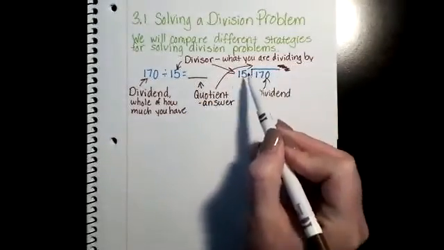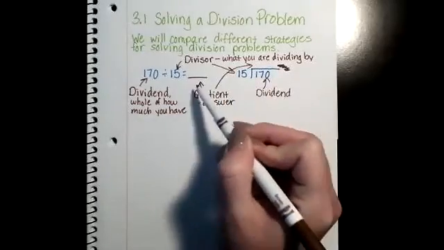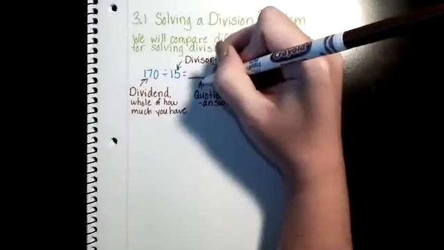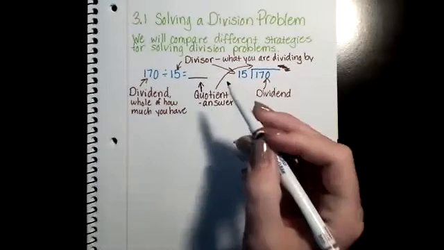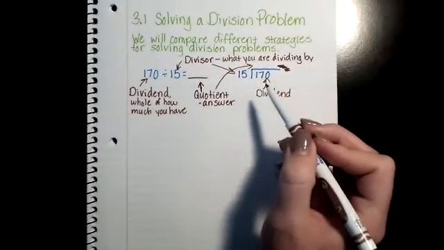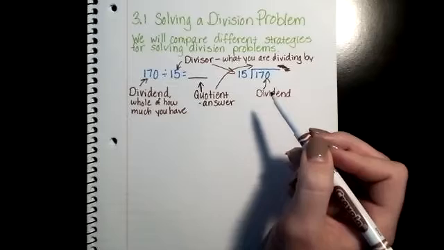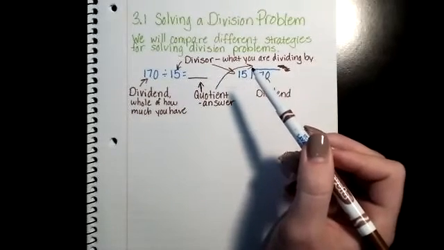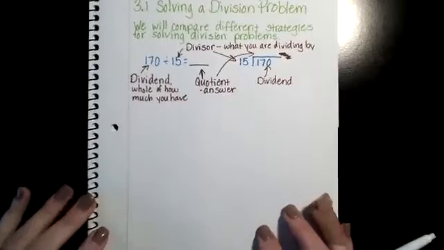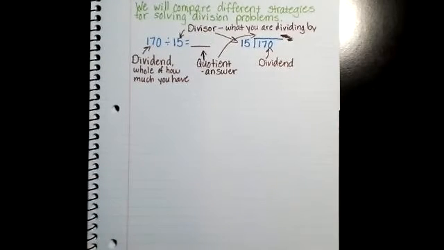If you're in this problem, your quotient is on top. If you're on this type of problem, your quotient is just right here at the end of the problem. So quotient is our answer. Dividend is our large number of how much we have total to start with, and the divisor is what you are dividing by. All right, now let's look at, switch pens here.